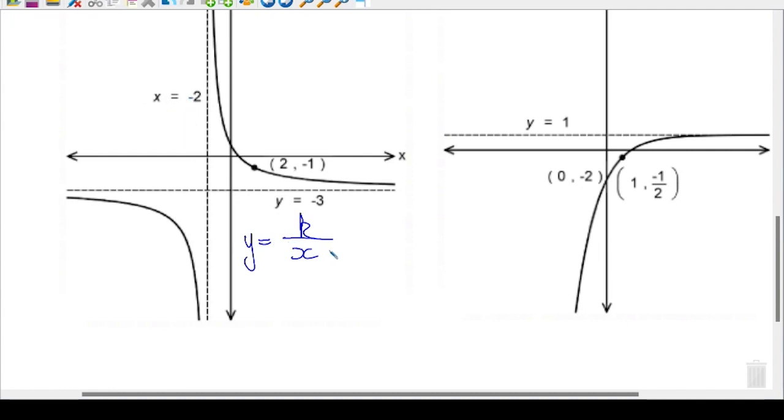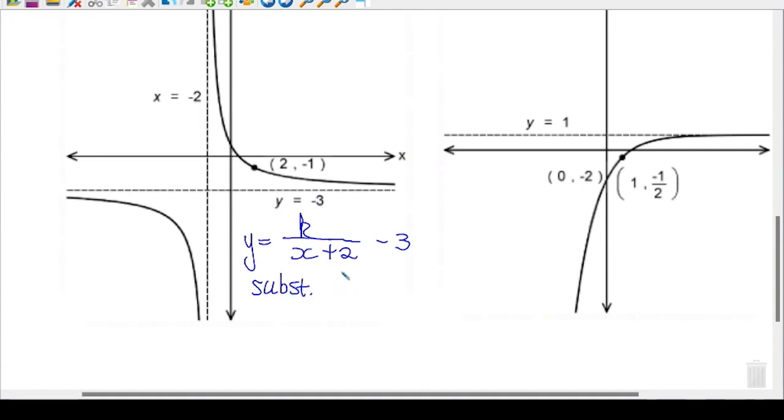All right, this one has been moved 2 to the left. To move it 2 to the left, we add 2 to every x. There's only one x, but we add 2 to it. And to move it 3 down, we subtract 3 at the back. Every single hyperbola with those asymptotes can be written in that form. Now we want the specific one that's going to go through that point 2, -1.